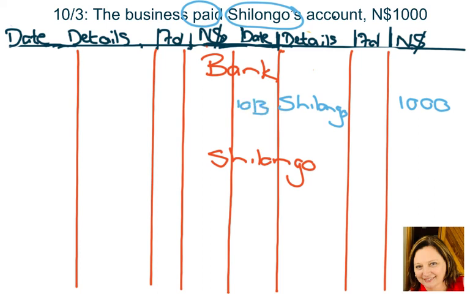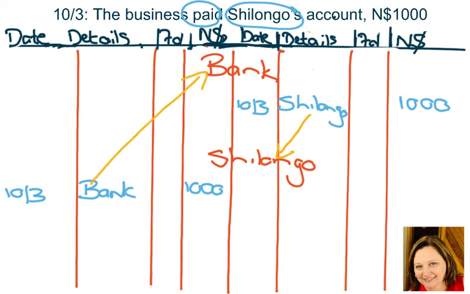All right, on the debit side of Shilongu, now remember, Shilongu is a creditor and he increases on the credit side. But now, after this transaction, I will owe Shilongu less. So therefore, I will debit his account. There's my 1,000. Where did I get the money from, or where's my other entry from the double entry principle? It's in the bank. All right, let's look at our details. We referred to Shilongu, and in Shilongu's account, my details referred to the bank.